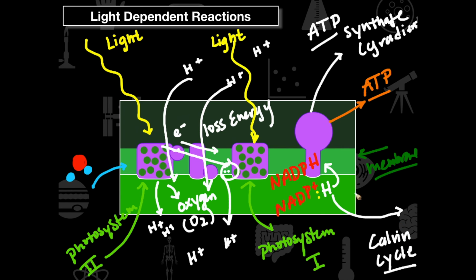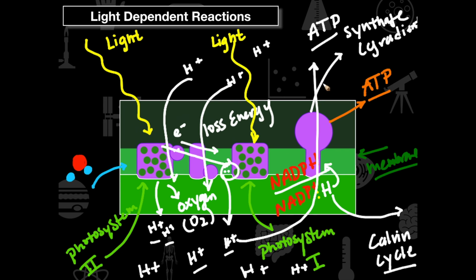Now, once we have our NADPH formed and our electrons have moved down and they've gone from higher energy to lower energy, been re-excited, and then incorporated into our NADPH, what we have is a concentration gradient. So these hydrogen ions here, there's more of them over on this side in the thylakoid space than there is in the stroma. So what they're going to do is they're going to move through this ATP synthase.